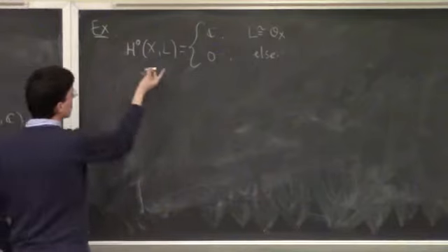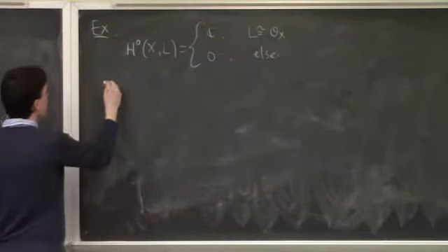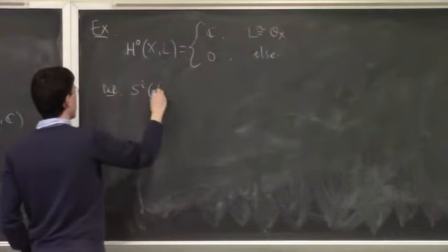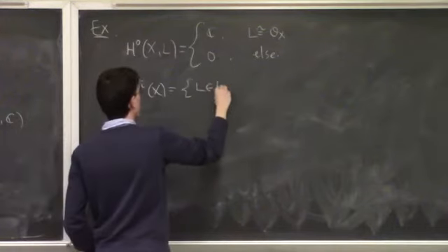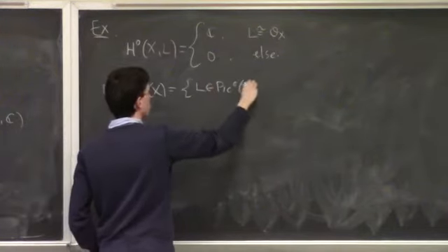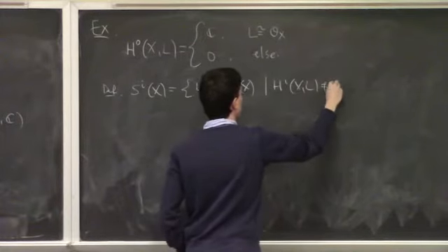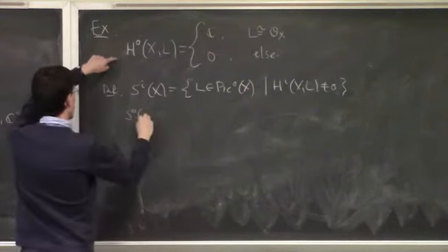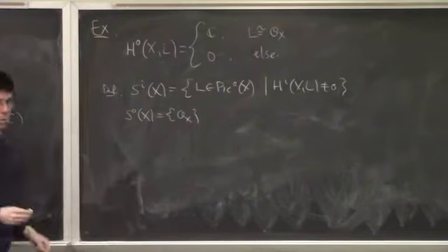Since we'll be talking about this sort of behavior, I'll make a small definition here. In general, I look at the set S_i of X, which is just the set of all line bundles where the cohomology is non-trivial. Then we can say this statement up there by saying that S_0 of X consists of only the trivial bundle.